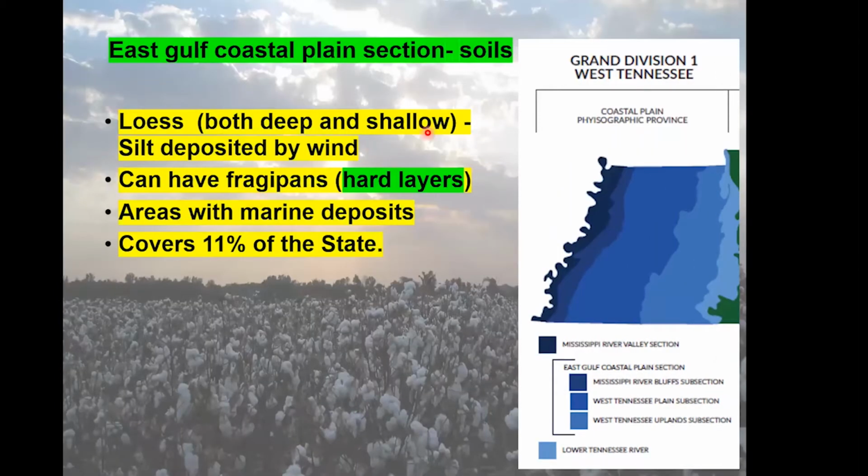So here's where we get over a little bit. We're still in the West Division, but we're in soils that are a little bit different. They're deep and shallow. These are silt deposited by wind, and there's these areas where there were marine deposits. So this was a big saltwater ocean right now. And 11% of the state. So this is where we see a lot of the agriculture, a lot of the bigger agriculture that occurs, the cotton growth or the cotton fields.